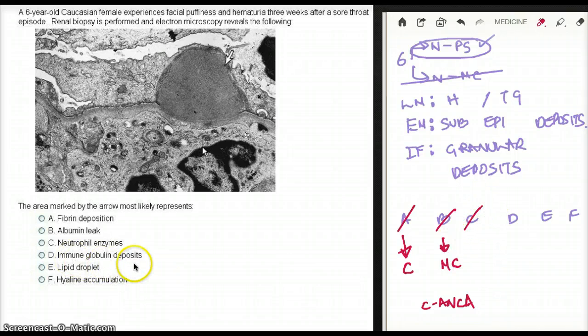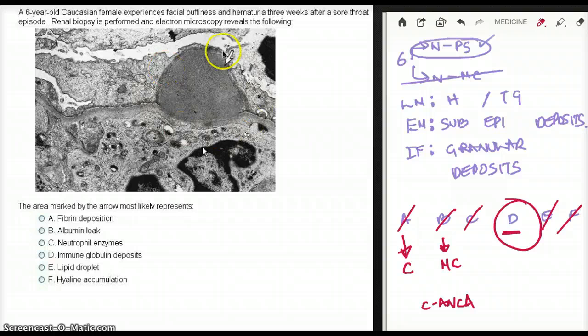D, immune globulin deposits. Yes, this is immune globulin deposits. So this is a possible answer. But never ignore other options. You might have a better answer than the one that's given here. E, lipid droplets. Lipid droplets, we see in nephrotic syndrome, so that's not the answer. Hyaline accumulation either happens with diabetes or we can see it in hypertension, so that is not the option either. So the only option we have is D, which is immune globulin deposits, which is the correct answer here.